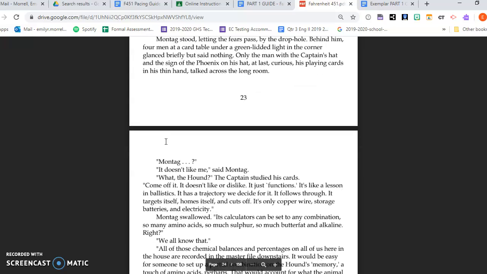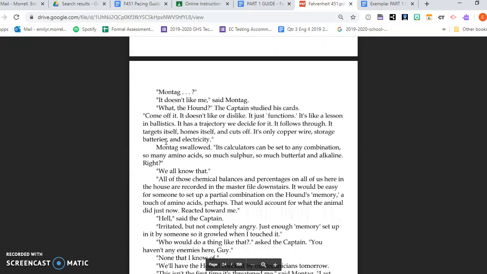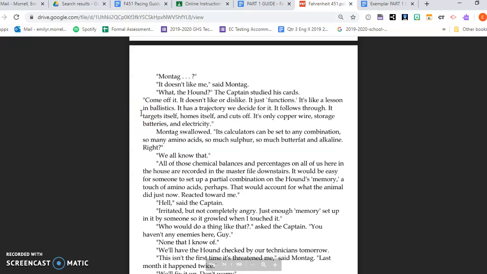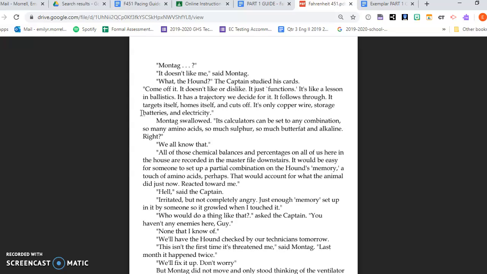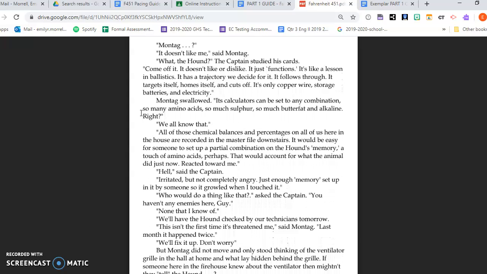Montag? It doesn't like me, said Montag. What, the hound? The captain studied his cards. Come off it. It doesn't like or dislike, it just functions. It's like a lesson in ballistics. It has a trajectory, we decide for it. It follows through. It targets itself, homes itself, and cuts off. It's only copper wire storage, batteries, and electricity. Montag swallowed. Its calculators can be set to any combination.